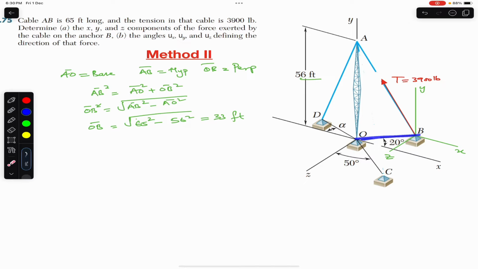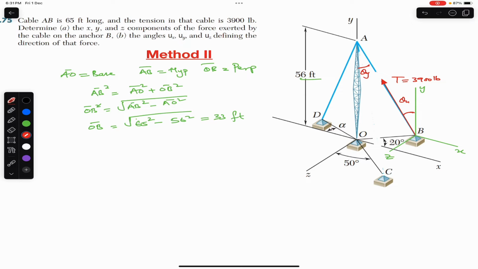Now let's say that this AB rope is making angle theta y with the y-axis. So the angle of this AB with the y-axis is theta y. We can say that this angle is theta y, or this angle is theta y, since this is parallel to this, and both of these angles are alternate angles.